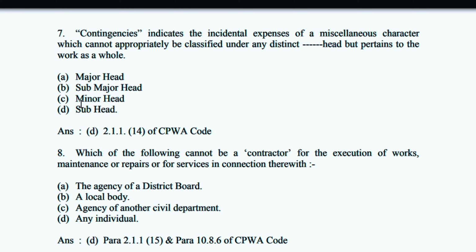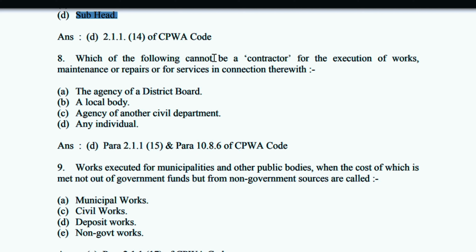Major head, sub-major head, minor head, sub-head. This is the answer, sub-head. Which of the following cannot be a contractor for the execution of work, maintenance or repair or for service in connection therewith? The agency of a district board, a local body, agency of another civil department. So answer is this one, any individual.